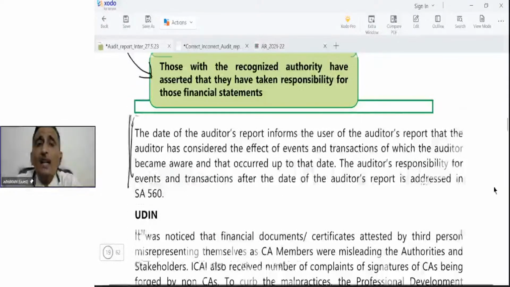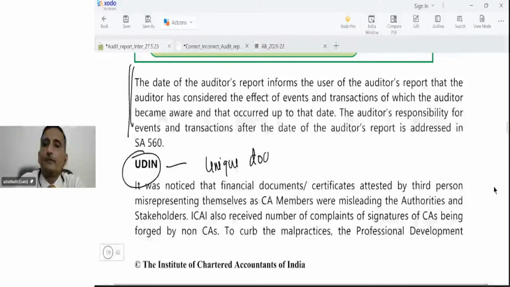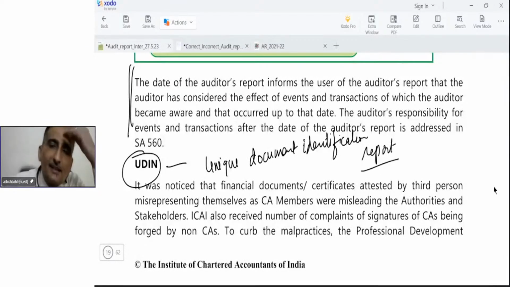Okay. And another thing is, after signing, the auditor has to generate a UDIN. It is a new requirement since about the last 3 years. So UDIN is unique document identification number. Earlier there were complaints that some unscrupulous persons are faking signatures of CAs. So now there is a compulsory requirement to generate a UDIN, a unique number, which only the chartered accountant who is signing can generate, because for generating that number, an OTP is sent to his mobile and also to his mail. So he can access that OTP and only then he can generate the number.